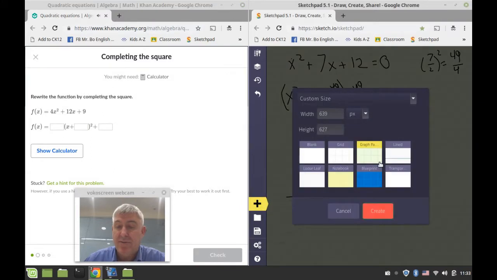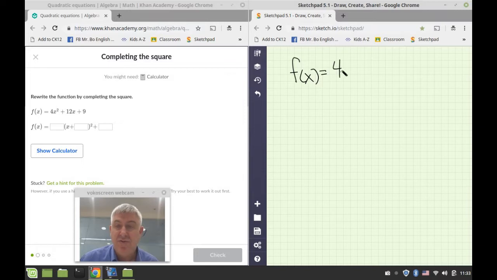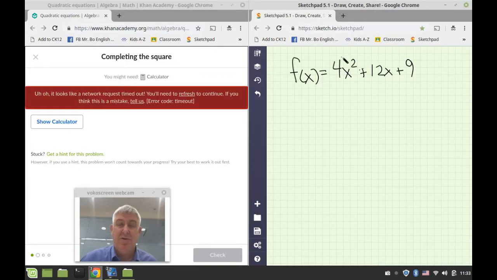All right, let's look at problem number 2. Again, rewrite the function by completing the square. So our function, f of x, is equal to 4x squared plus 12x plus 9. And this is the first time we've seen a leading coefficient.